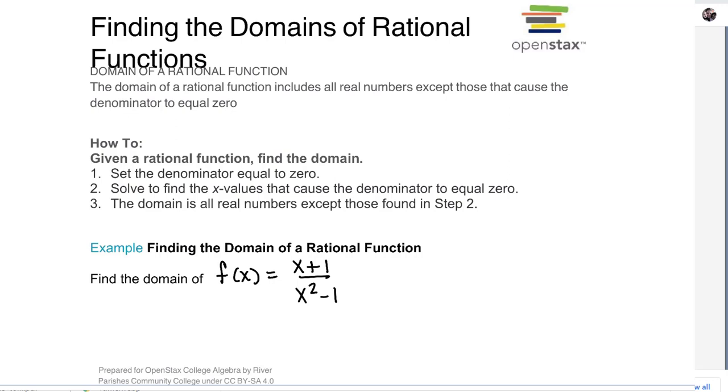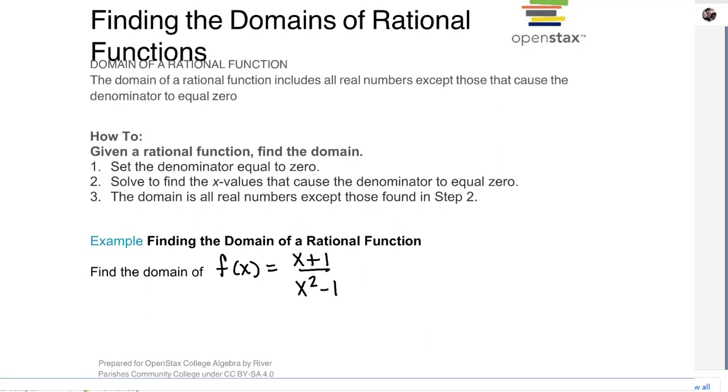So for domain, this should actually just be a review. We're going to set the denominator equal to 0, because we know that where the denominator is equal to 0, that's where the graph is going to be undefined. So we're going to solve to find the x values that cause the denominator to be equal to 0, and then the domain is all real numbers except for those found in step 2.